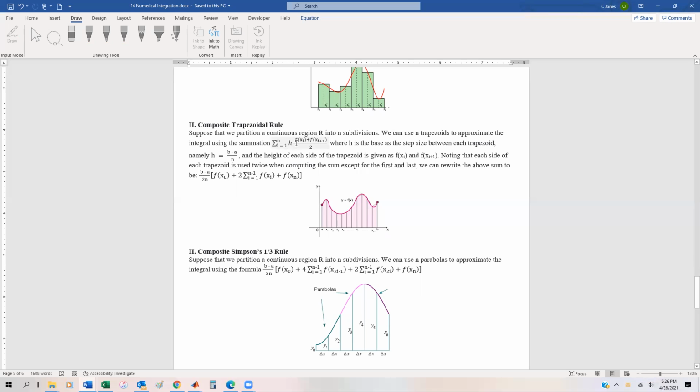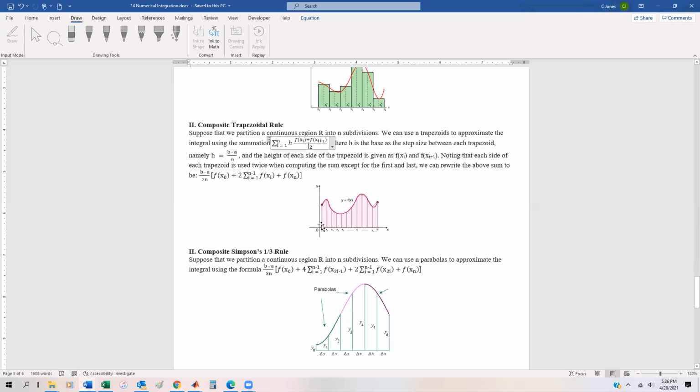Now, the area of our trapezoid is going to be the average of the two heights times the base. So again, we have the base h, which is b minus a over n. So base times the average of the two heights: height 1 plus height 2 divided by 2. And we're just going to add all those up.